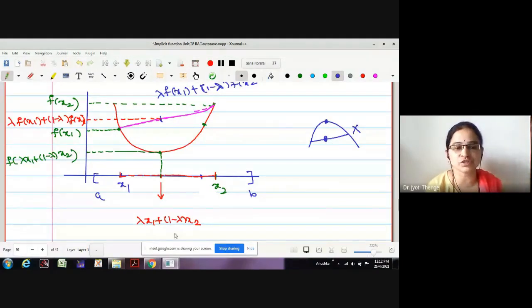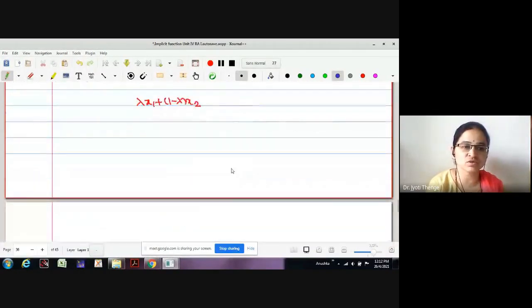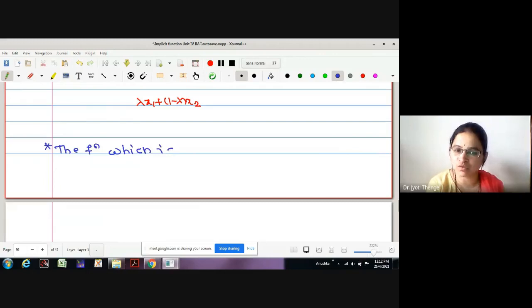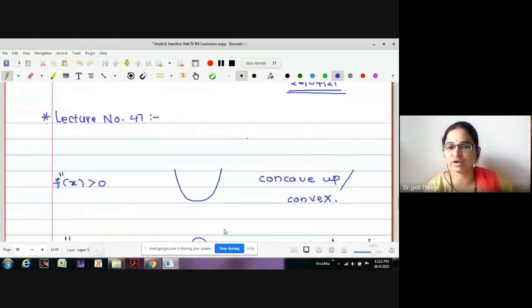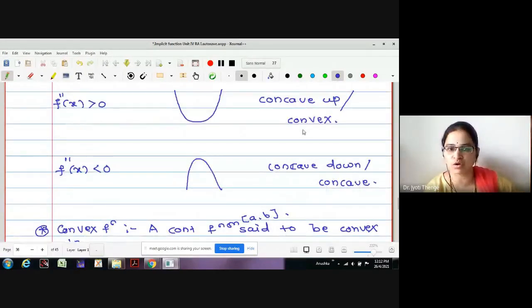And the function which is not convex is called concave. Therefore, one can use any words, concave up or convex, one and the same, or one can write concave down.